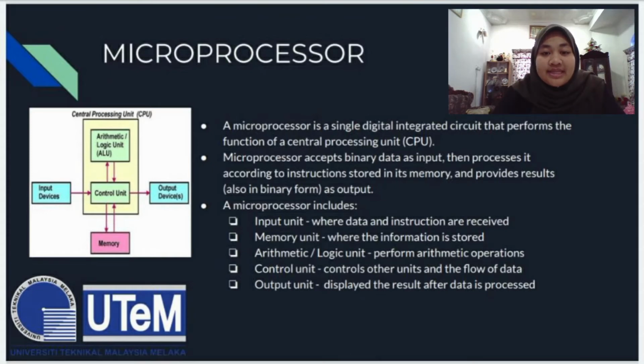A microprocessor includes an input unit where the data and instructions are received, a memory unit where the information is stored, an arithmetic and logic unit, which is called the ALU, that performs arithmetic operations, a control unit which controls the other units and the flow of data, and an output unit to display the result after the data is processed.